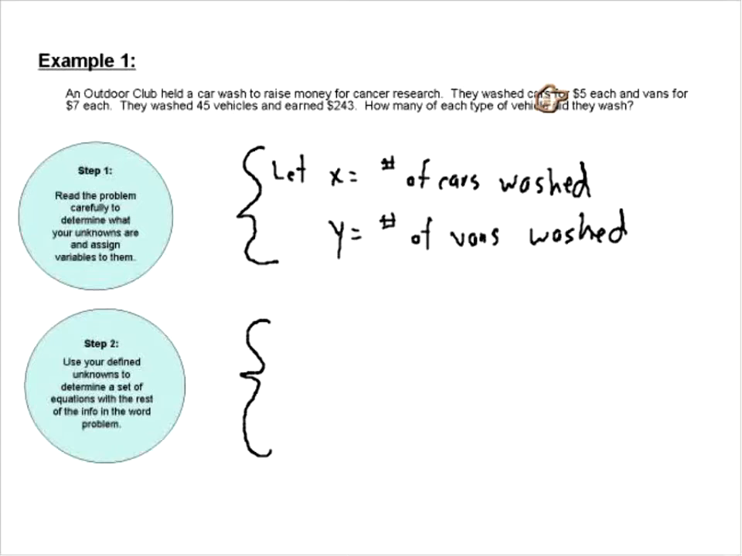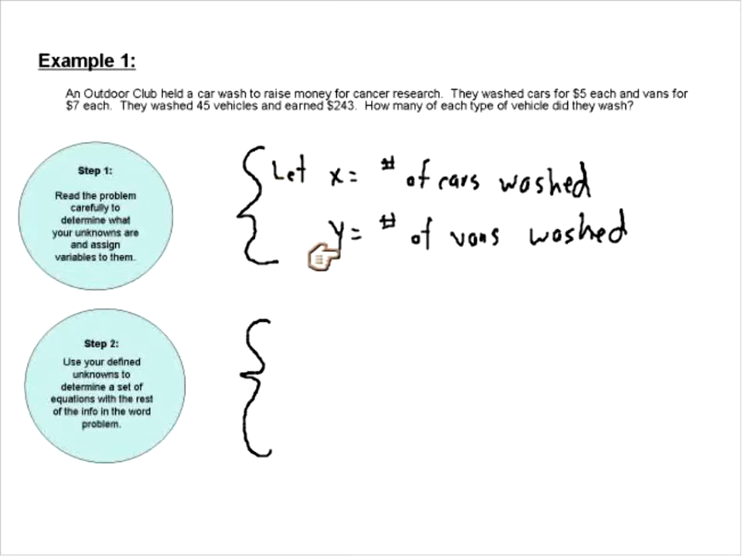We were told that $5 was earned for each car that was washed. We were also told that vans make $7 each. We were told 45 vehicles in total were washed, and we are also told how much money was earned. So we want to write our system of equations using our two unknowns.